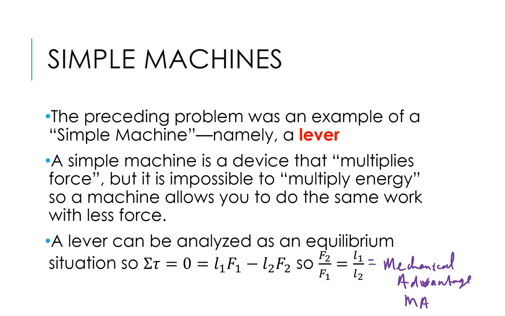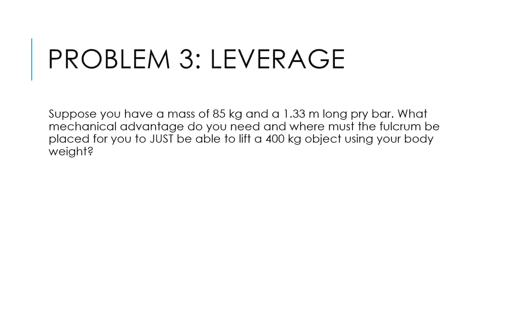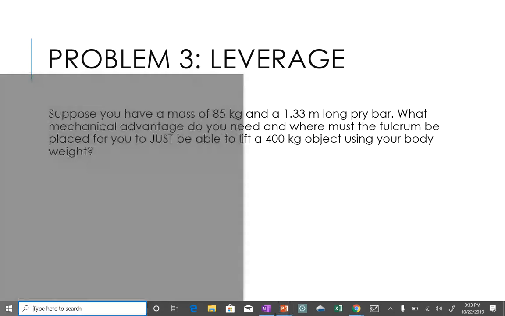So the mechanical advantage, force 2 over force 1. That's the ratio of the force I'm going to get out to the force I have to put in. But that's equal to length 1 over length 2. Now, if we wanted to calculate work, the work would be the same on both sides. So we're going to go straight into another problem, but this time I'm going to do the problem.